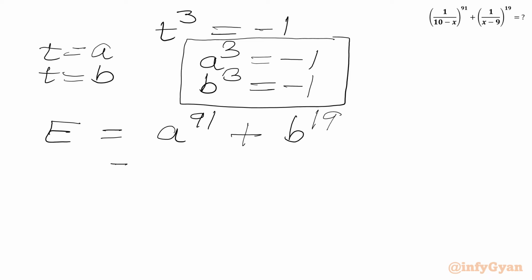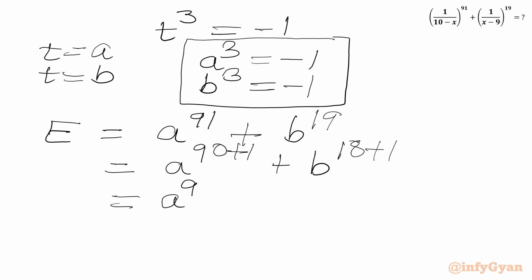Now can we split? Can we write 91 as 90 plus 1? And 19 we can write 18 plus 1. Now we know the exponent law. We can write here a power 90 times a power 1. So I am writing a only, plus b power 18 times b power 1. I am writing b only.